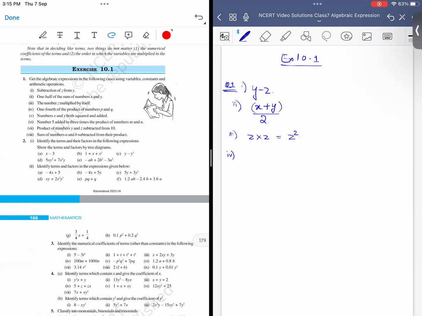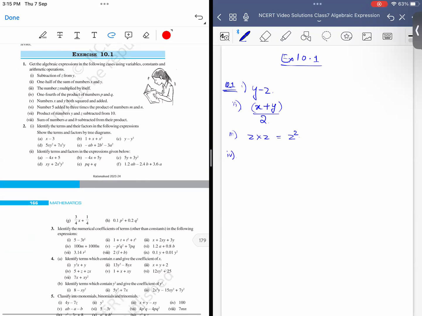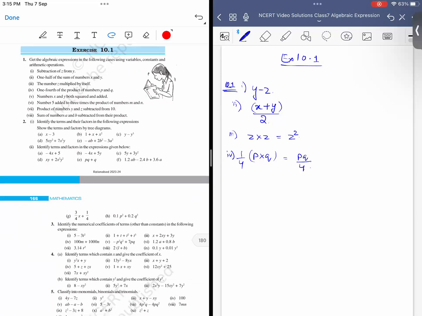Next, fourth one, 1/4 of the product of numbers p and q. First of all, find the product of p and q and take 1/4. That is, you can write pq upon 4. Next, question 5, numbers x and y both squared and added. That means, first of all, you square each number, x square and y square, and you have to add it. So x square plus y square.